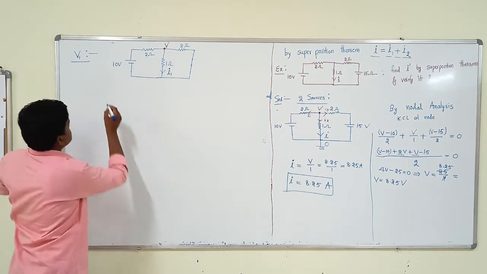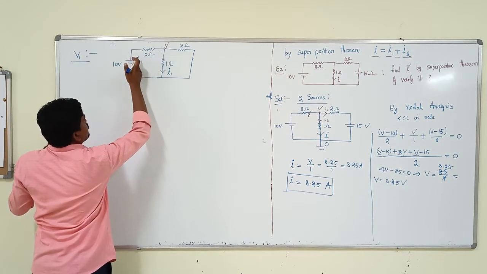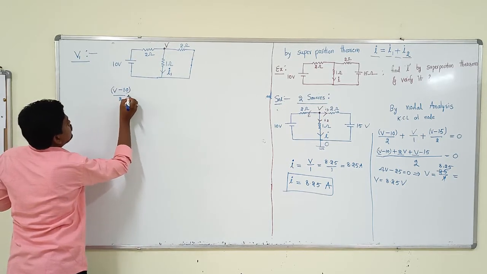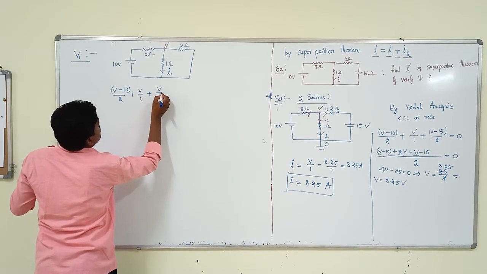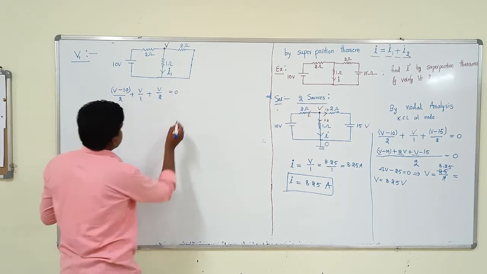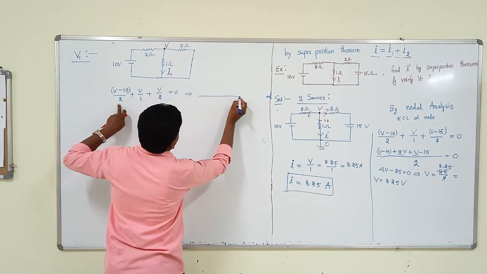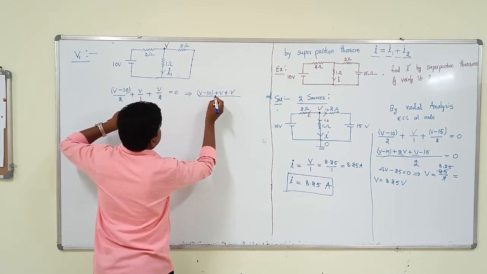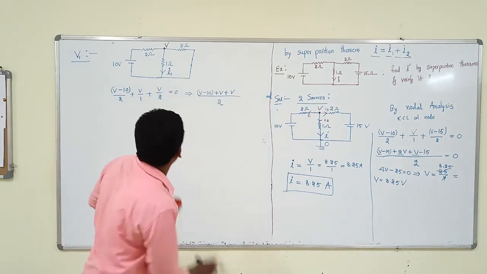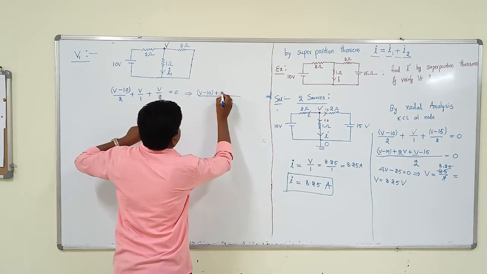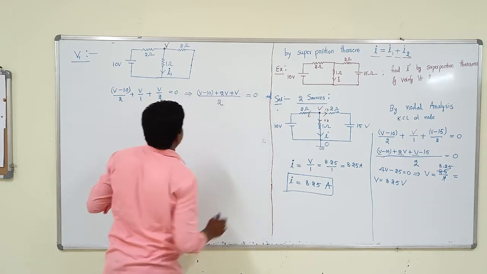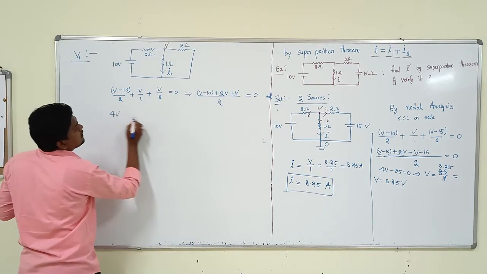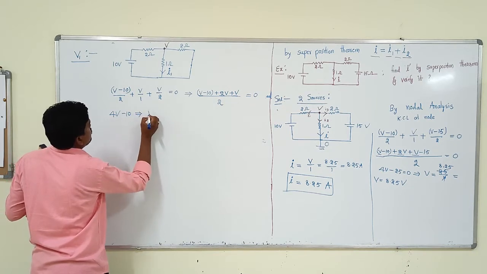The currents from this node are flowing outside. By nodal analysis, this is (V minus 10) by 2, plus V by 1, plus V by 2 is equal to 0. By simplifying, again the LCM is 2: V minus 10 plus 2V plus V is equal to 0. So V, 3V, 4V. 4V minus 10 is equal to 0.